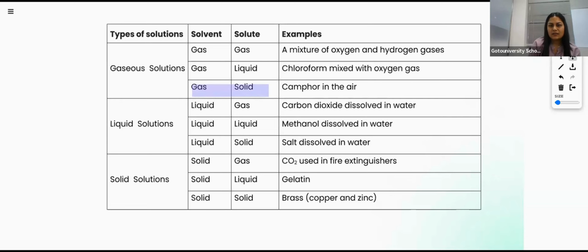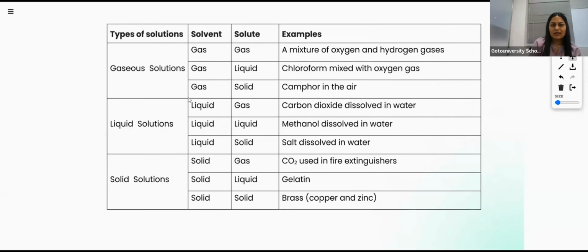Next is gas in solid. This is a very common example: camphor in the air, or you can see, if I write here, naphthalene balls. Naphthalene is what? A solid ball, right? And it changes into gaseous state, right? So this is an example of gas in a solid, or camphor in the air, right? One solid particle which directly changes into gas. So this is an example of gas in solid. Let's move on to the other solutions.